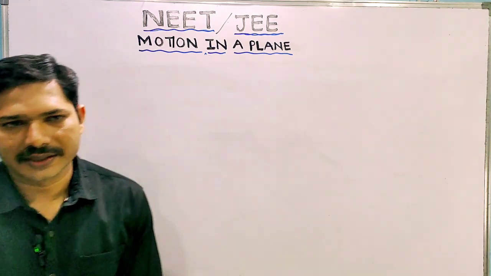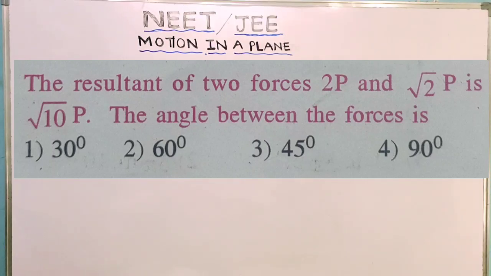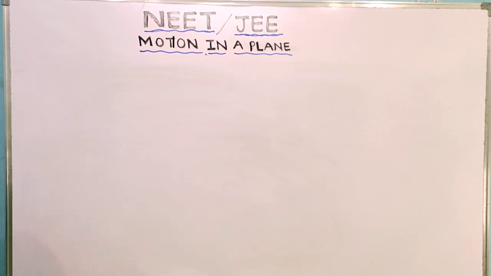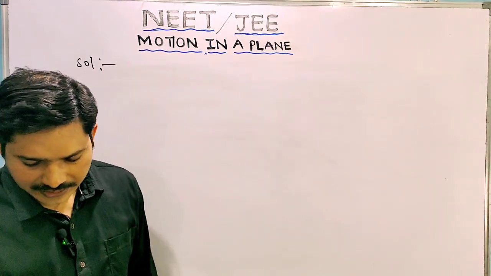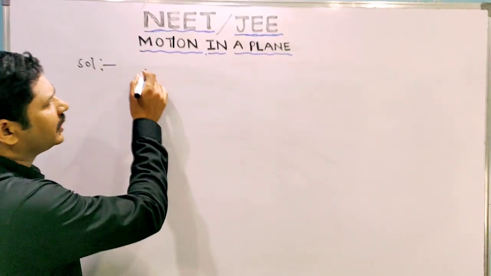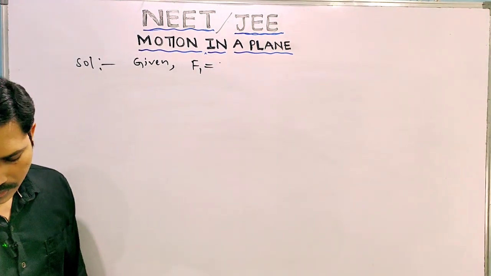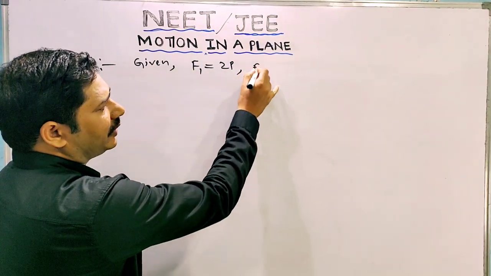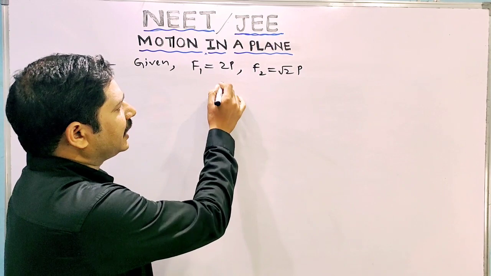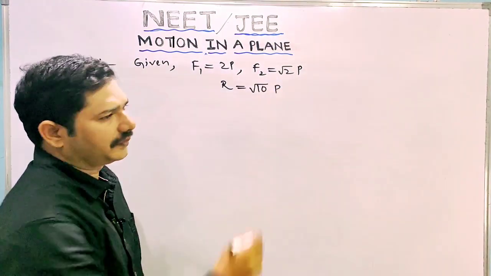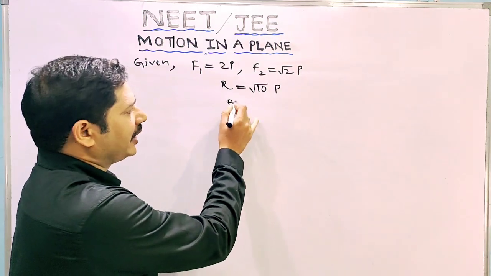The next question you can observe on the screen. Here the resultant of two vectors 2P and root 2P is root 10P. The angle between the forces is asked. Two forces are given. The first force we say F1, that is 2P, and the second force F2 is root 2P. The resultant of these two vectors is root 10P. What they are asking is the angle theta. How much is the theta value?